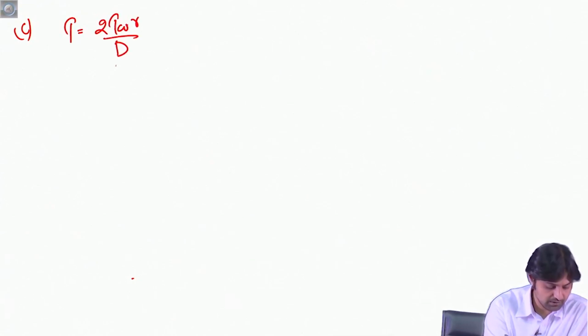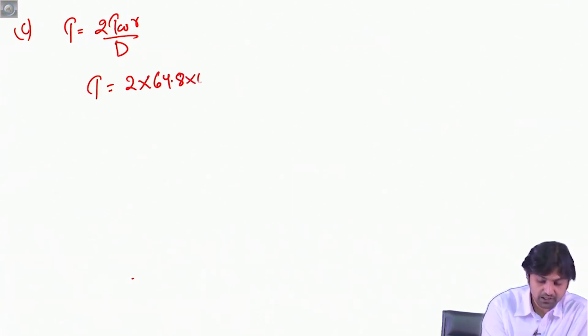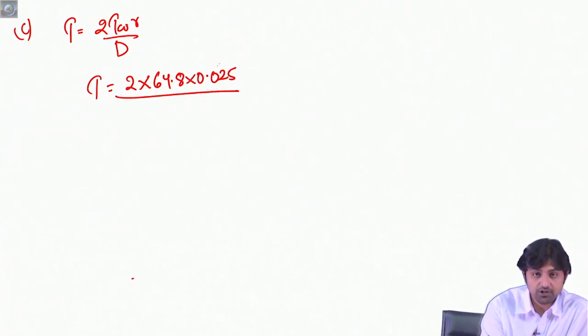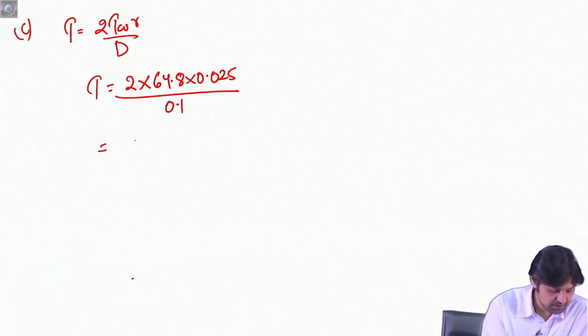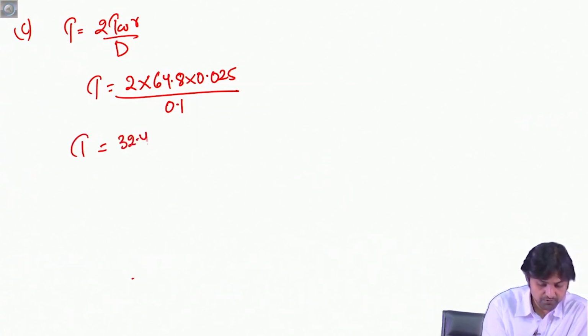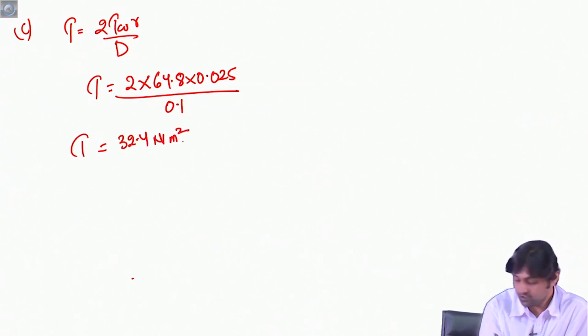All right. Now, the C part, we are calculating shear stress, it is tau equal to 2 tau W r by D. All right. So, tau is 2 into tau W, we have already calculated as 64.8, r is given, we have to find at what distance small r is given. So, this is coming out to be tau is 32.4 Newton per meter square.